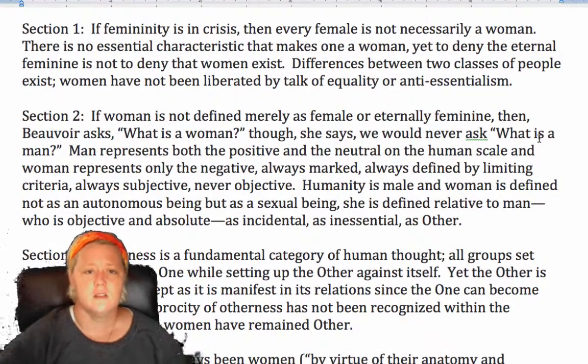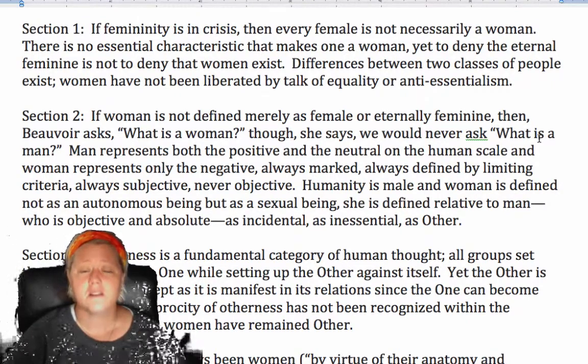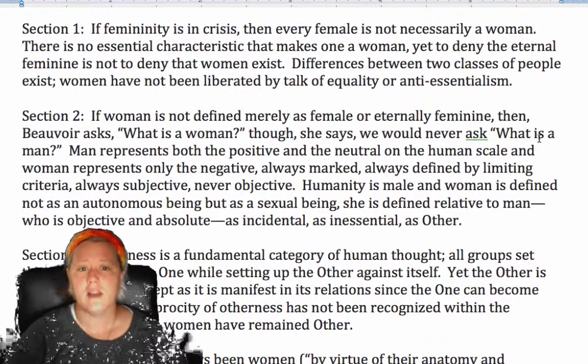In the second section, Beauvoir says that if woman is not defined merely as female or eternally feminine, then she asks, what is woman? Though she says we would never ask, what is man? Man represents both the positive and the neutral on the human scale, and woman represents only the negative. Woman is always marked, always defined by limiting criteria, always subjective, never objective.